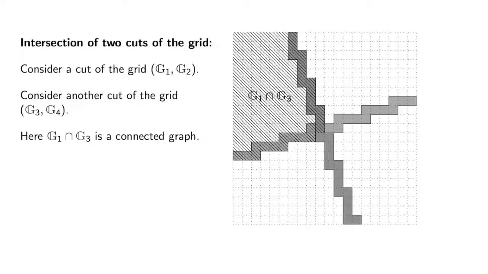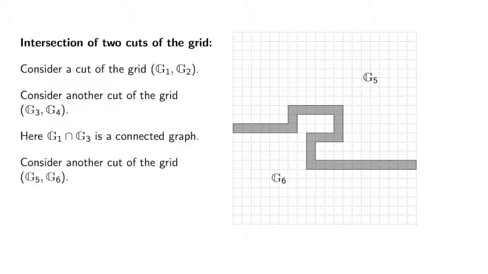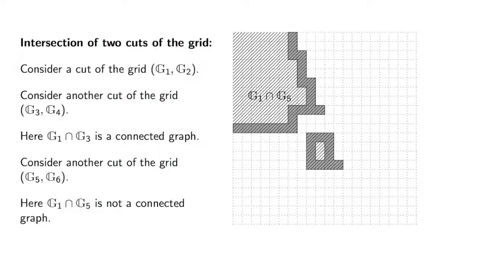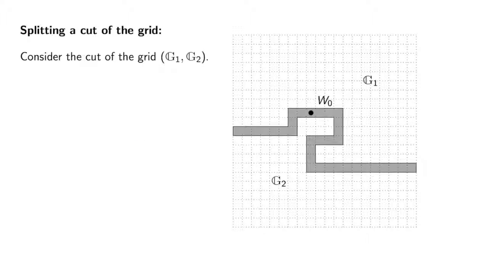Now we will consider a more complex case. Consider a third cut of the grid. The graph G5 is the left side of the cut of the grid. Now, we consider the first cut of the grid and the third one at the same time. Here the intersection between the graph G1 and the graph G5 is not connected, thus we need a better way to consider two cuts of the grid at the same time.